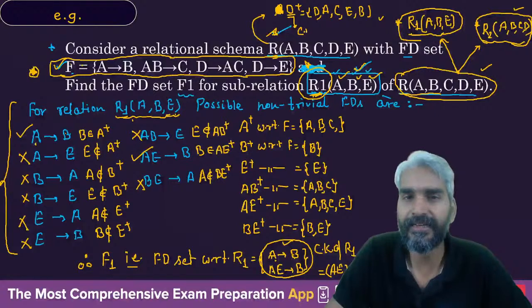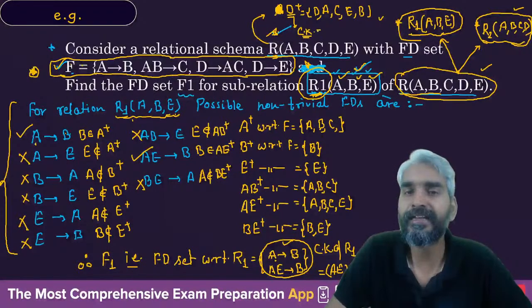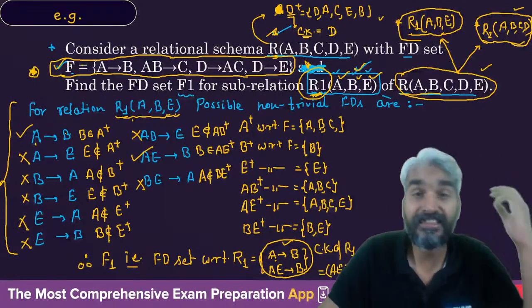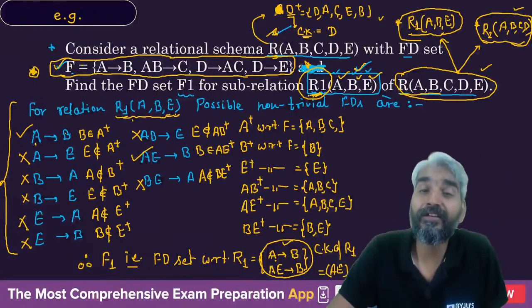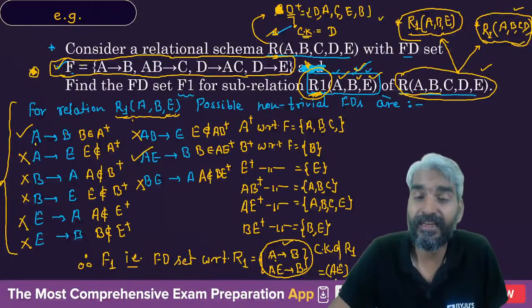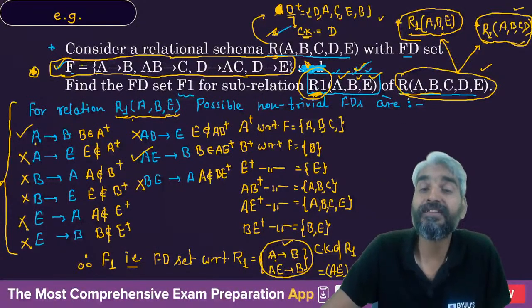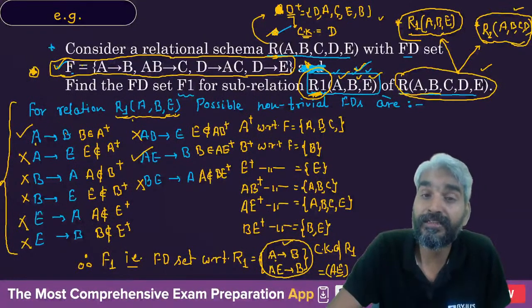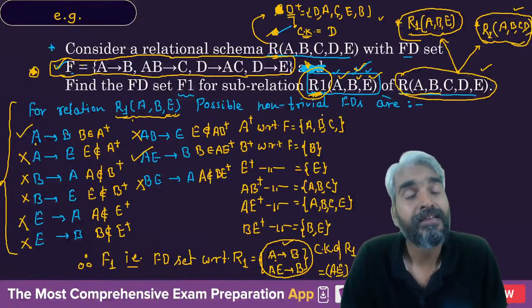What is the candidate key of relation R? Candidate key of relation R is D, whereas the candidate key of this subrelation R1 is A. So don't think that whatever is the candidate key of the original relation will also be the candidate key of the subrelation.